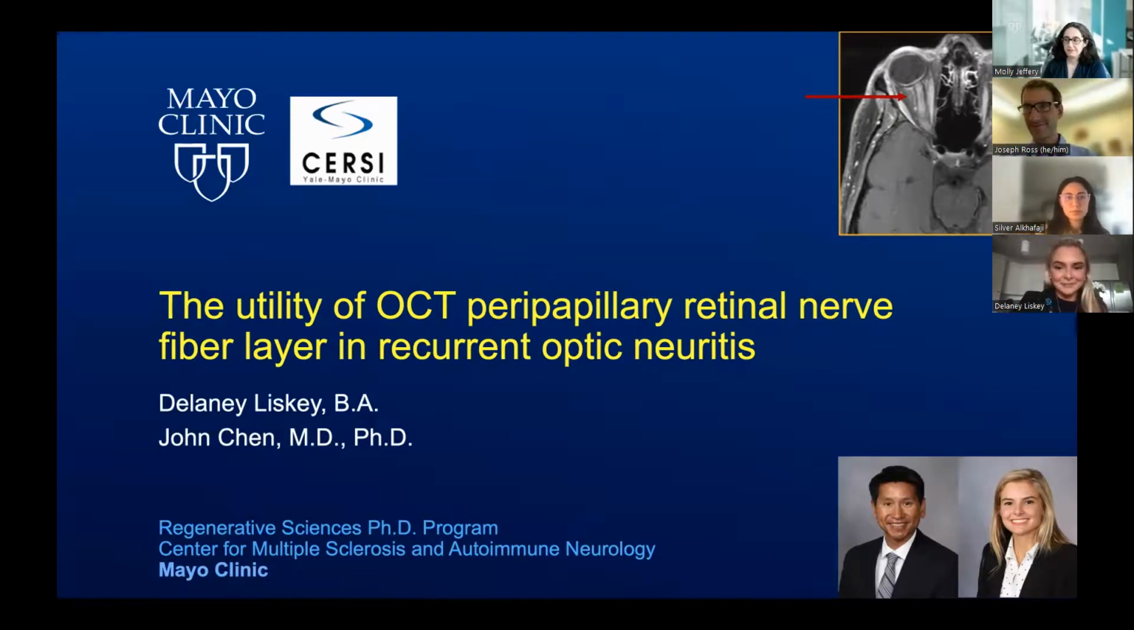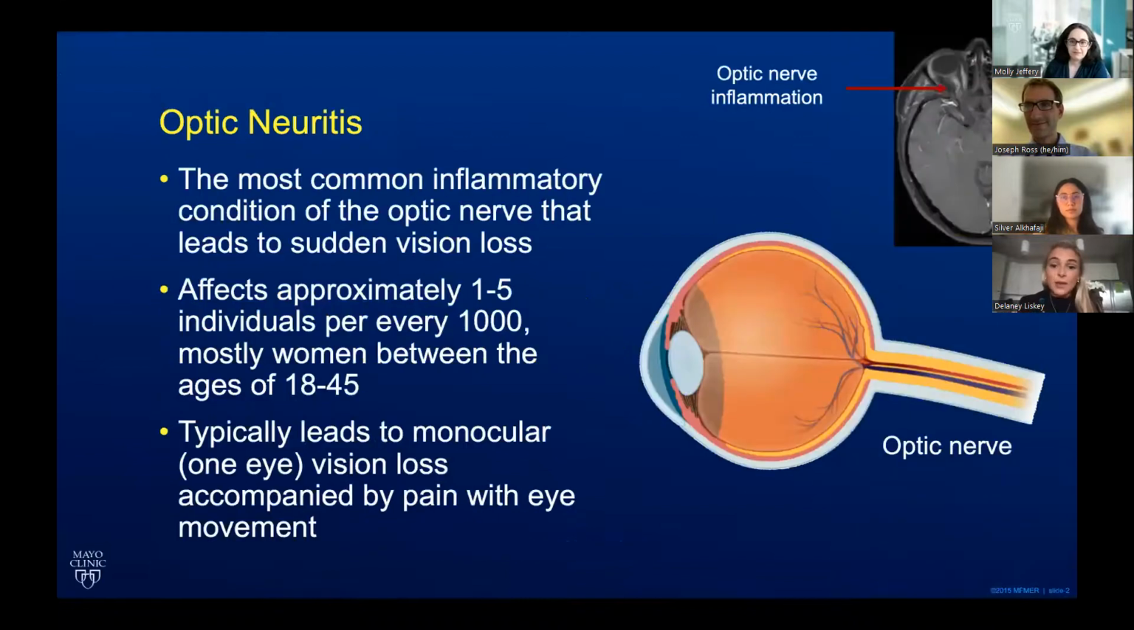We slightly changed the title, but it's called The Utility of OCT Parapapillary Retinal Nerve Fiber Layer in Recurrent Optic Neuritis. And so optic neuritis is one of the most common inflammatory conditions of the optic nerve, affecting about 1 to 5 people in every 1,000. In fact, optic neuritis is the most common reason that individuals between the ages of 18 to 45 develop subacute loss of vision. However, it can affect anyone at any age.